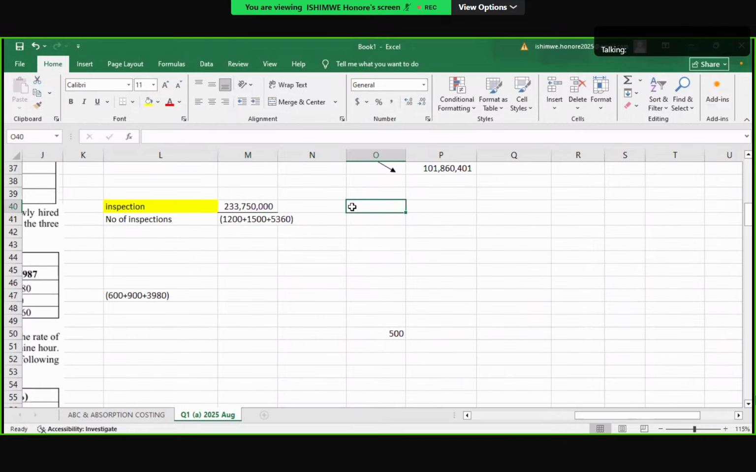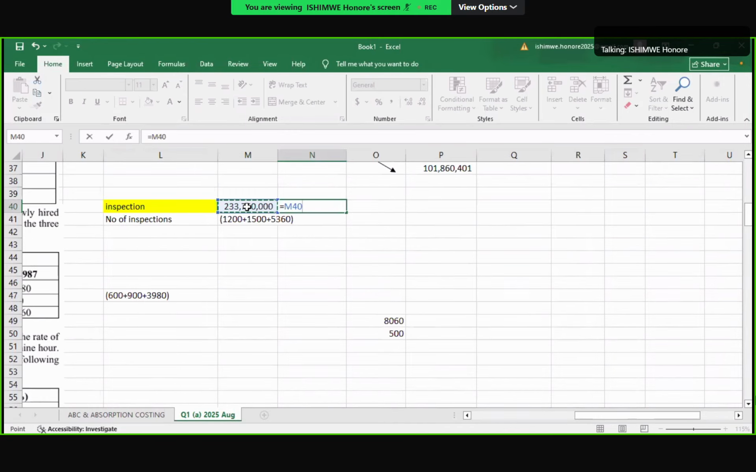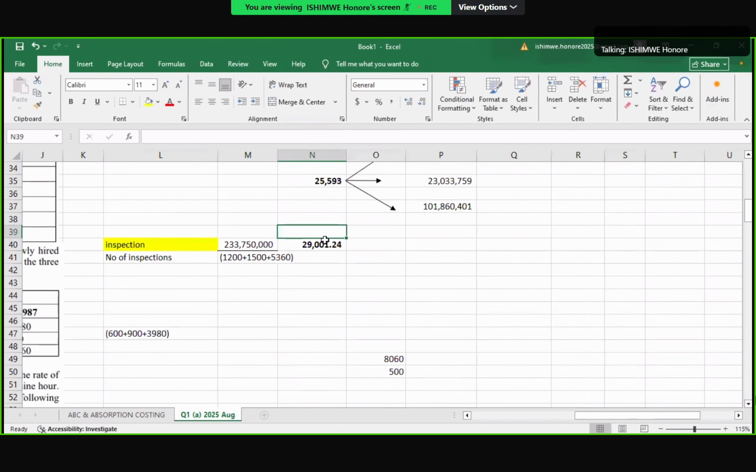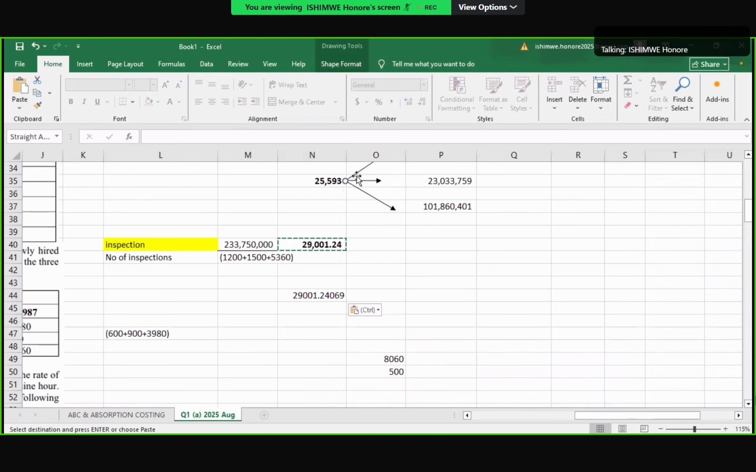So the figure we are having is $80.60. So it is this over $80.60. This is the figure. Then I go to allocation. Can you allocate here so that it shows clearly?